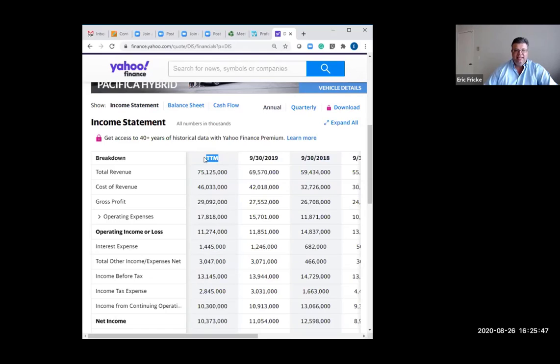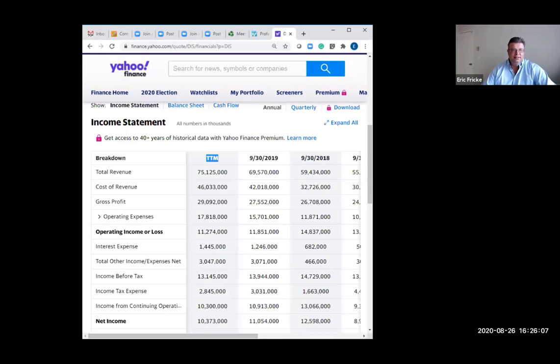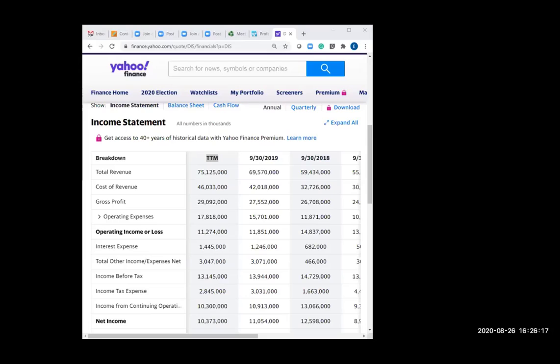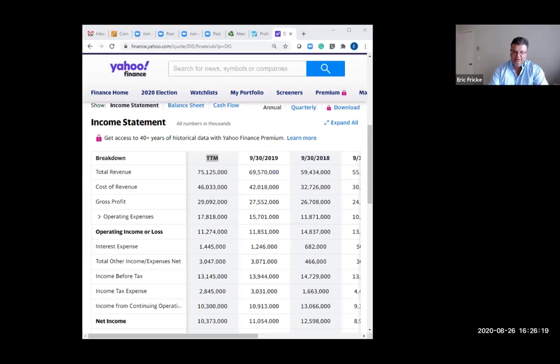for TTM. Does anybody know what TTM stands for? Trailing 12 months. So that's the last 12 months. Time to maturity. So I'm going to write it here. Sorry, I wasn't sure. Oh, that's okay. Trailing 12 months.